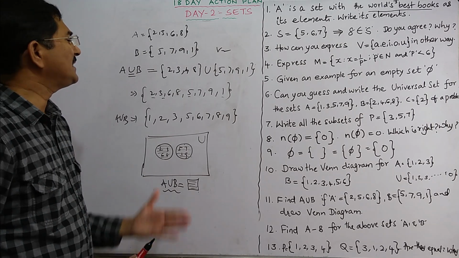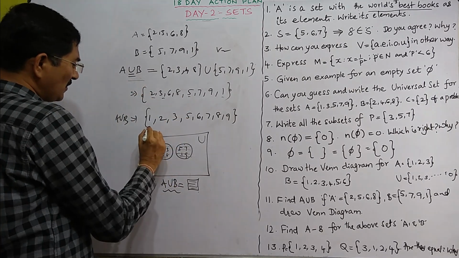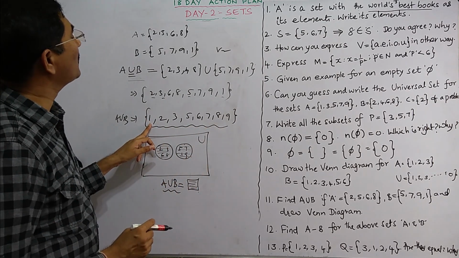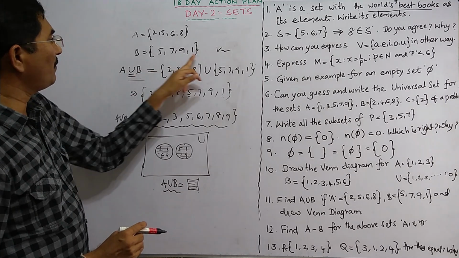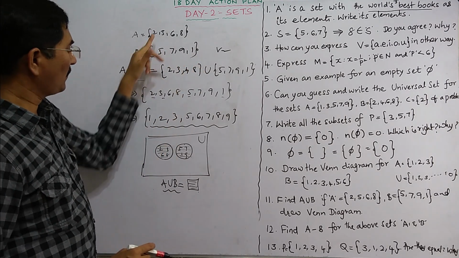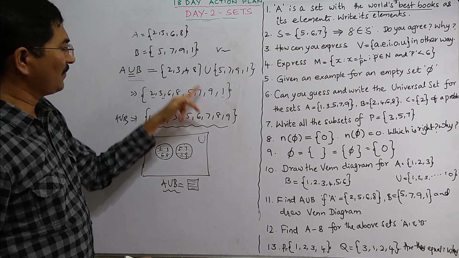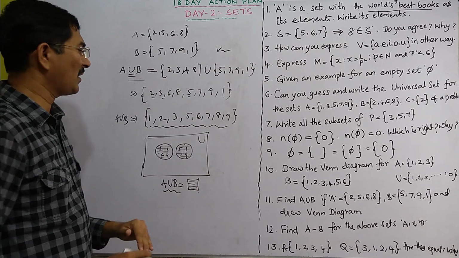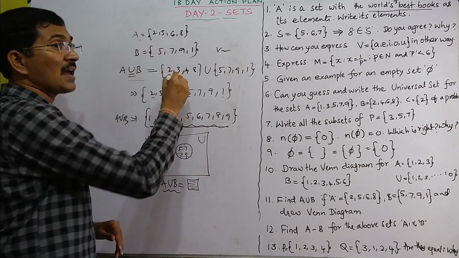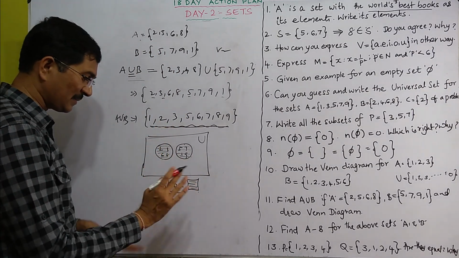And how do we write set builder form for A union B? Let us see. So A union B has these elements. Now 1, does it belong to A or B? 1 has come from B. 2 has come from A. 3 from A. 5 from B. 6 from A. So like this, if you observe properly, all these elements belong to either A or B. So that we simply express like this.